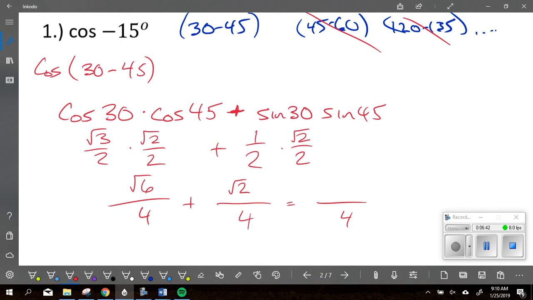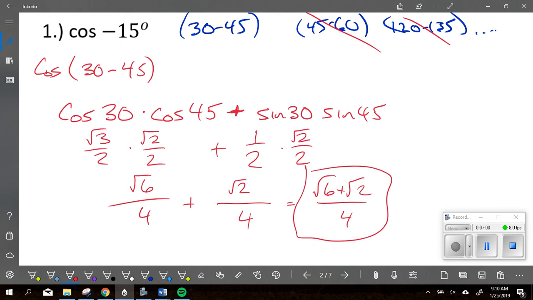What do you get when you take radical 6 plus radical 2? Radical 6 plus radical 2. You cannot combine those two things. You cannot add radicals. So it is radical 6 plus radical 2. Done. That's it. That's as simplified as we're getting. Okay? That is the exact value.